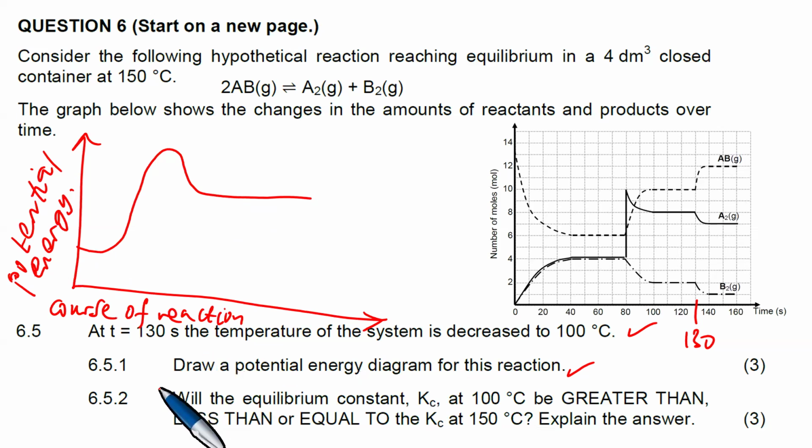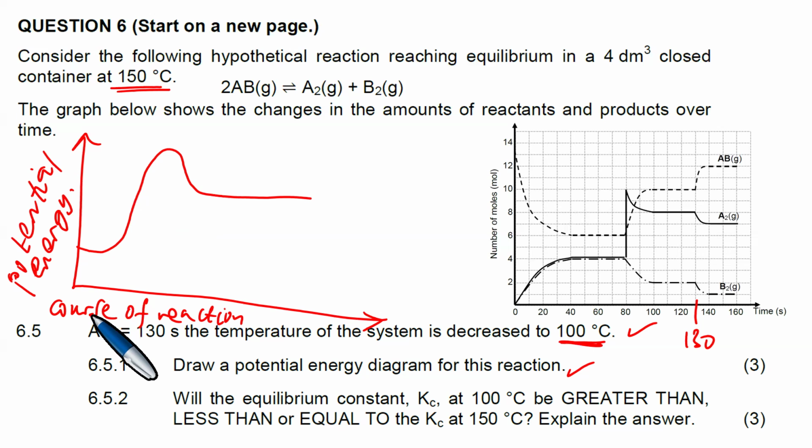Okay, for example, what are you able to see? Because we are saying that the temperature is decreased to this. It was initially 150 degrees Celsius, but now it is dropped to 100 degrees Celsius. What we're able to see is that the potential energy of the products is higher than the potential energy of the reactants. So the reactants will therefore have less potential energy there.